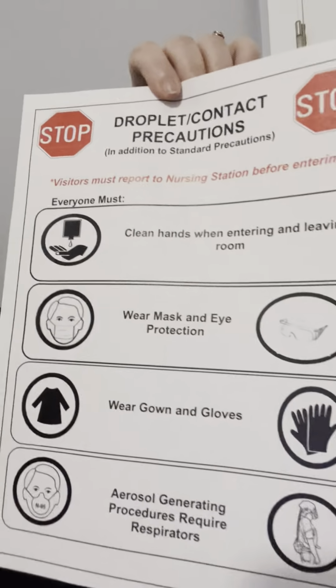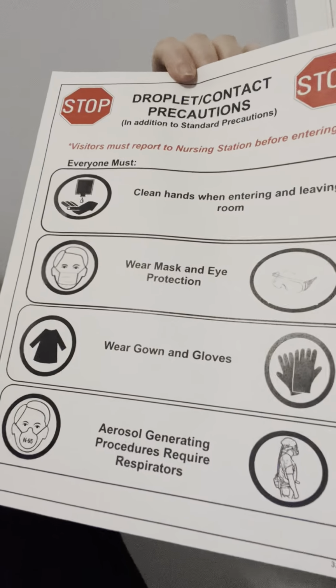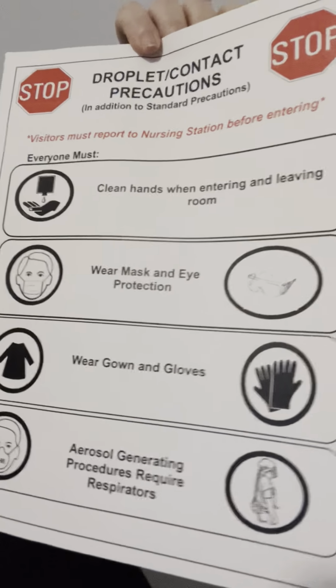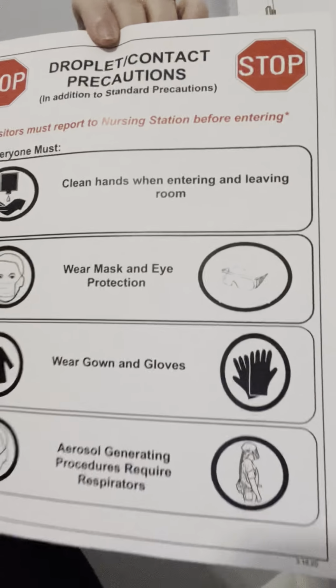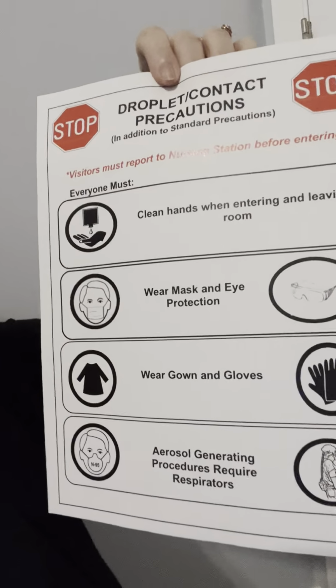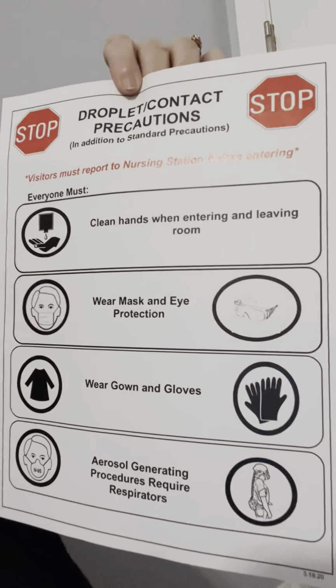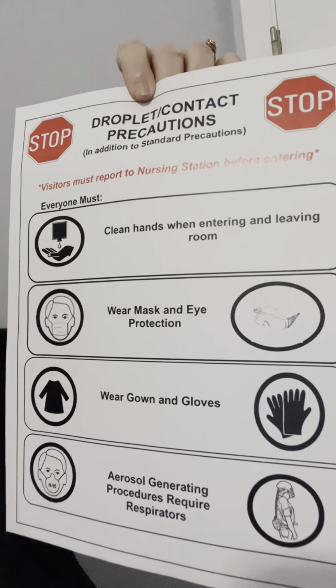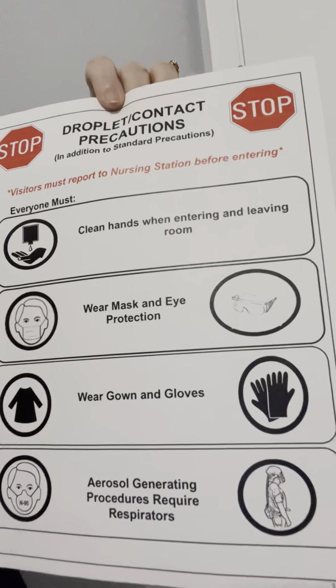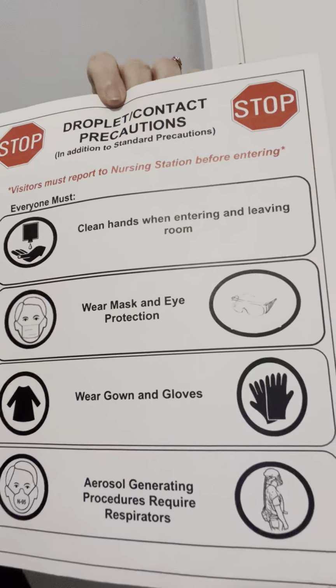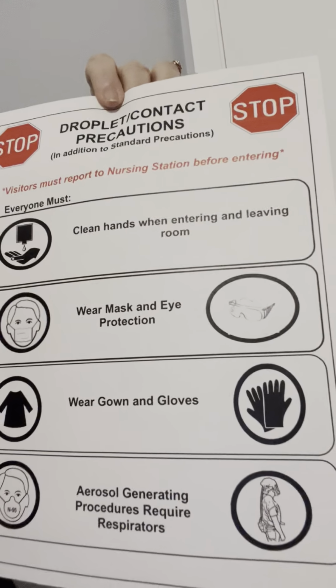This one is also a very common one, the droplet contact precaution mix. These are bugs that can be transmitted both by droplets and by contact. So we have the combination of two when you see the white sign on the door. Visitors need to report to the nursing station before they enter, and everyone needs to clean their hands when they enter and leave the room. Everyone needs to wear a mask and preferably some eye protection as well. Everyone needs to wear a gown and gloves if they're going into that room.